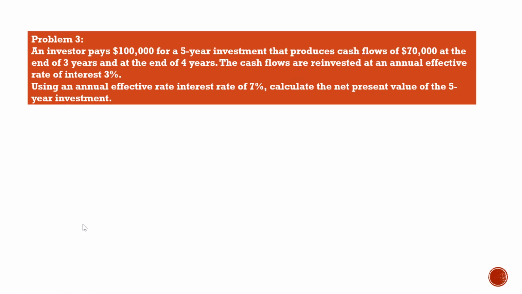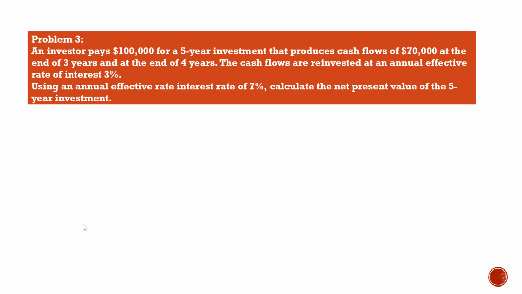Problem number 3: an investor pays $100,000 for a 5-year investment that produces cash flows of 70,000 at the end of 3 years and 50,000 at the end of 4 years. So that means at the end of 3 years, he receives 70,000, and at the end of 4 years, he receives another $50,000. The cash flows are reinvested at an annual effective rate of interest of 3%. The investment yields an annual effective rate of interest of 7%. Calculate the net present value of the 5-year investment.